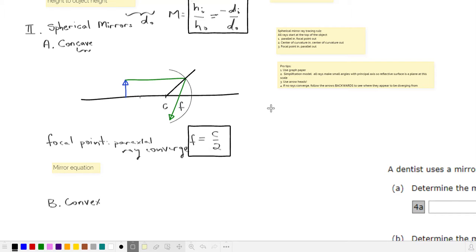Okay, now let's try another line. The third one is focal point in, parallel out, so let me try that. So starting from the top of my object again, going through the focal point of the mirror, I know that it is going to come out parallel to the axis. Great. So I have two rays that are converging here, so it appears that my image is right here.